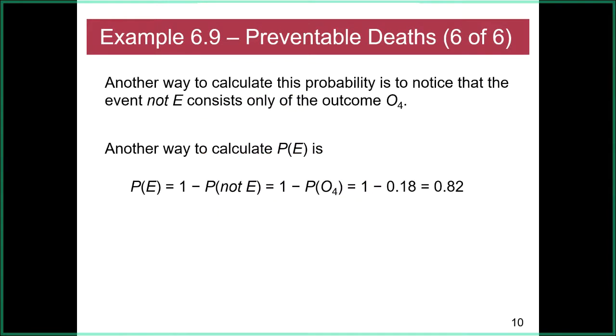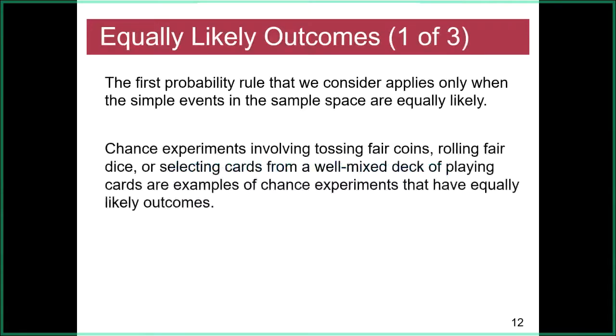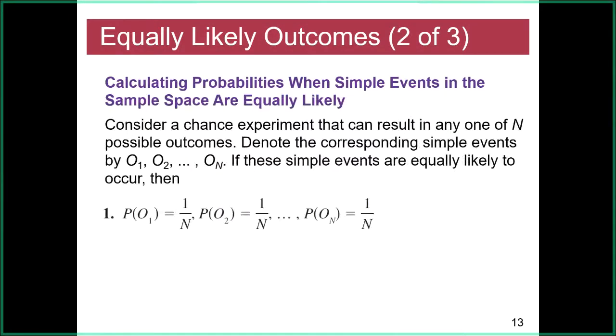So again, they're talking about other ways of calculating it. You could have subtracted the complement from the whole sample space. So, equally likely outcomes. Let's look at a chance experiment involving tossing fair coins, rolling a die, or selecting cards from a well-mixed deck. These are all spots where there are equally likely outcomes. So here, each outcome has a probability of 1 over the total number of possibilities.